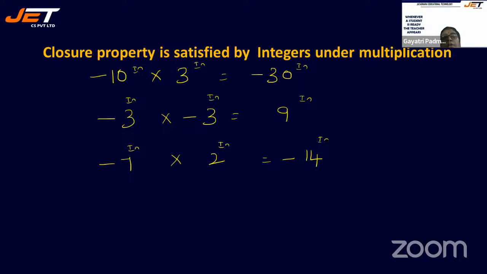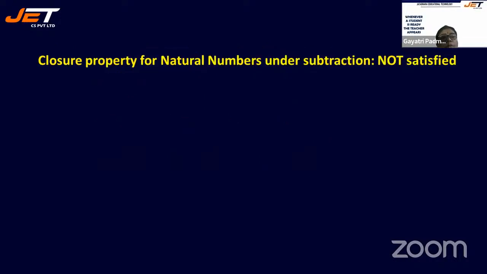Is it clear? So I'm sure you would have understood the closure property. It gets satisfied under multiplication when the integers are used. Now, closure property for natural numbers under subtraction is not satisfied.